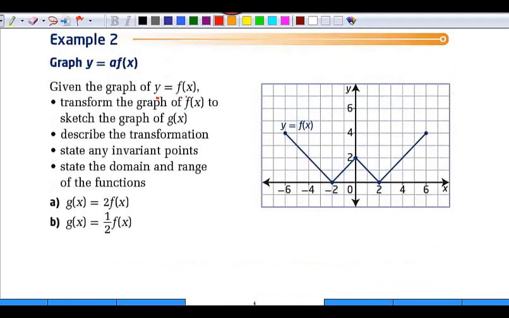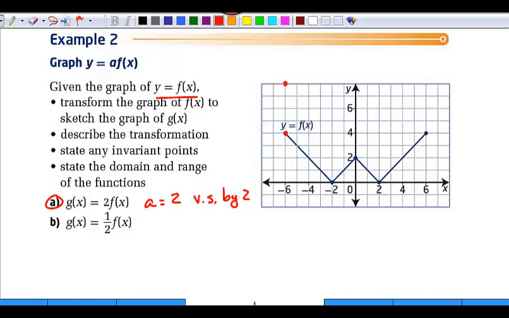So let's take a look at example 2. In this one, we're given f of x, that's that w-shaped function, and we're going to transform it, describe the transformation, etc. So we've got g of x is equal to 2 f of x. That means we've got an a value equal to 2, so we're going to have a vertical stretch by a factor of 2. So everything's going to get twice as high. Nothing's going to go any wider, it's only going to go higher.